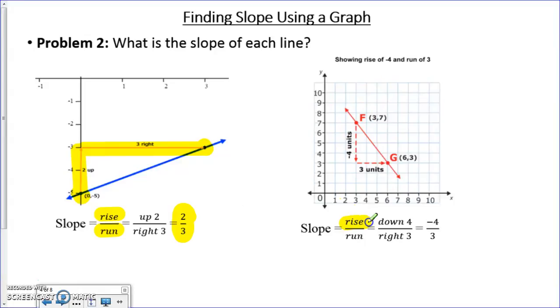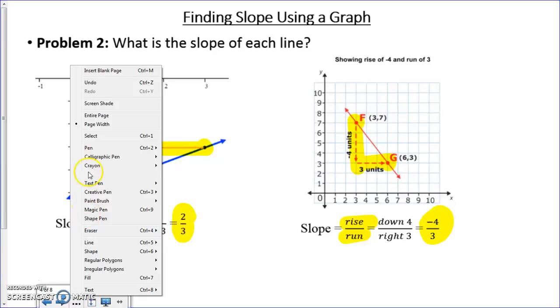In this graph, we're going from this point to this point. So our rise is actually going down 4 units. And when you go down, it is a negative 4. And then our run is right 3 units, which is positive 3. So the slope here is negative 4/3.